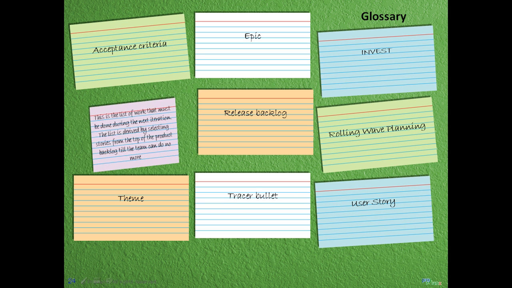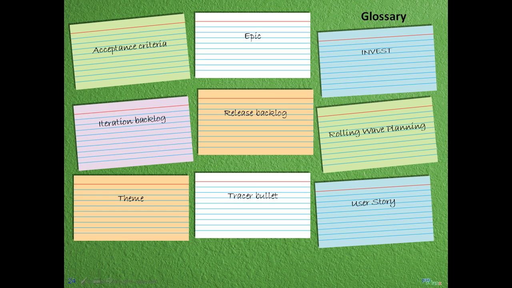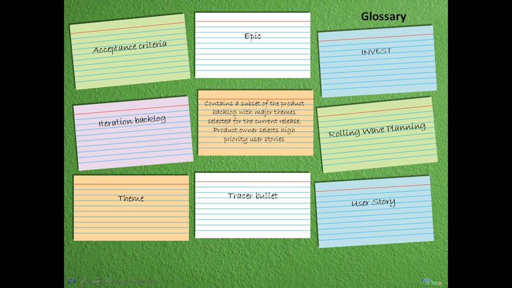Iteration backlog. This is the list of work that must be done during the next iteration. The list is derived by selecting stories from the top of the product backlog till the team can do no more. Release backlog contains a subset of the product backlog with major themes selected for the current release. Product owner selects high priority user stories.